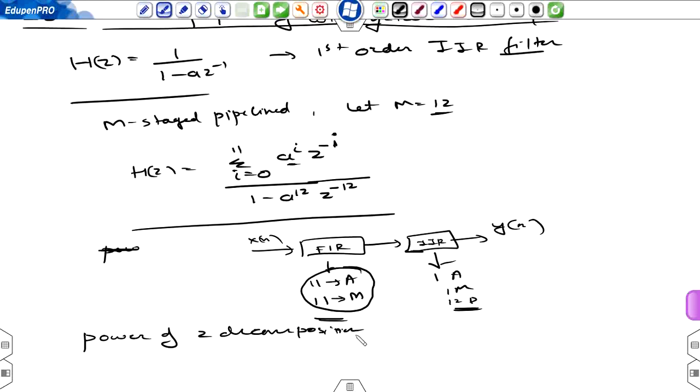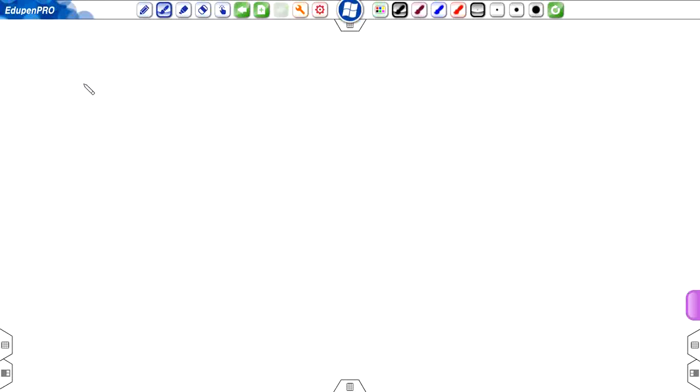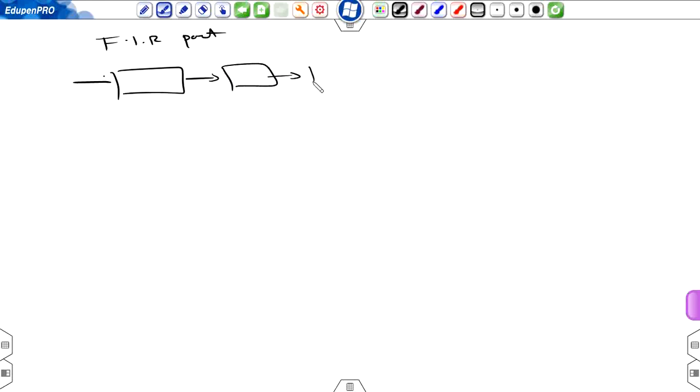This FIR part can be implemented into a number of stages given by log base 2 of M. So log base 2 of 12 is approximately 3.58, and the next integer value is 4. So the FIR part can be divided into 4 different stages: part 1, part 2, part 3, and part 4. So this is stage 0, this is 1, this is 2, and this is 3.